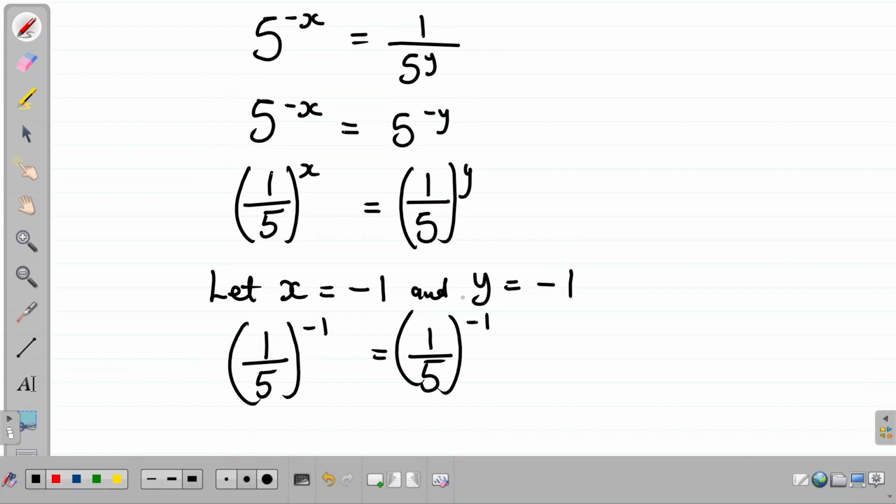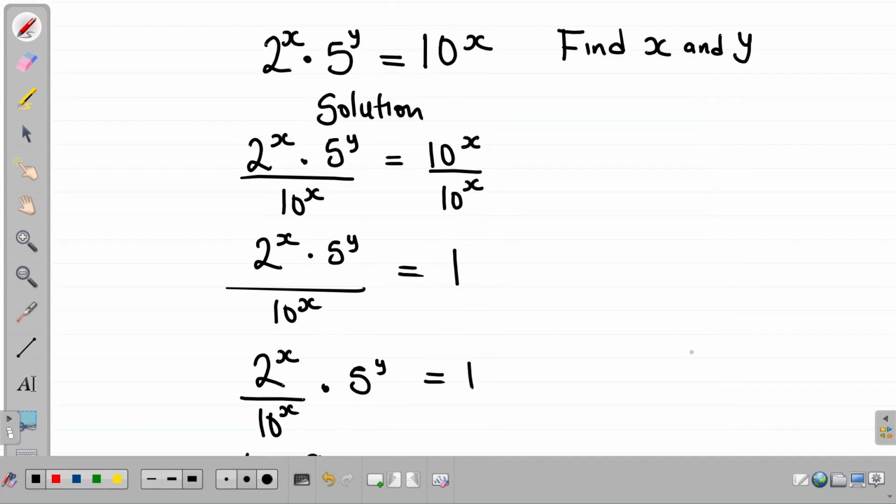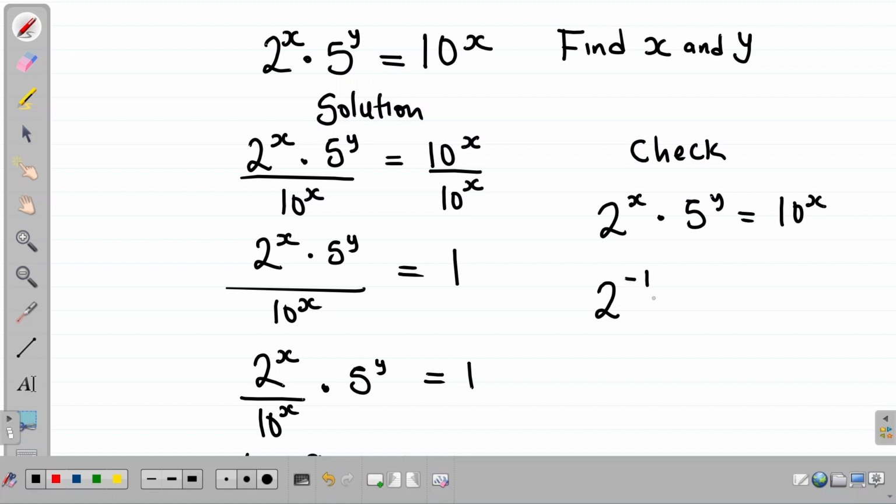Now let's check if our solution is correct. So we have here that 2 raised to the power of x multiplied by 5 raised to the power of y equal to 10 raised to the power of x. From here we can have that this becomes 2 raised to the power of negative 1 multiplied by 5 raised to the power of negative 1 equal to 10 raised to the power of negative 1.